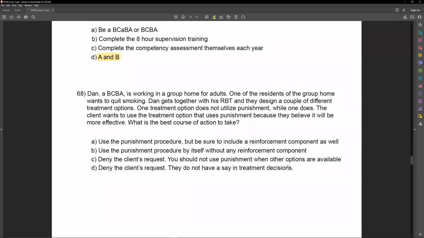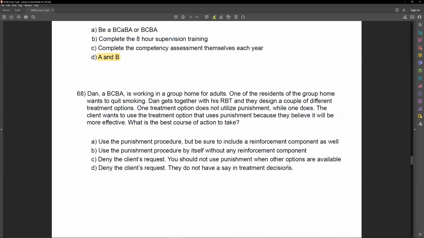68, Dan, a BCBA, is working in a group home for adults. One of the residents of the group home wants to quit smoking. Dan gets together with his RBT and they design a couple of different treatment options. One treatment option does not utilize punishment, while one does. The client wants to use the treatment option that uses punishment because they believe it will be more effective. What is the best course of action to take?